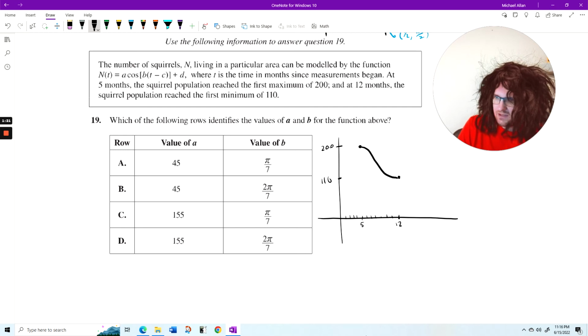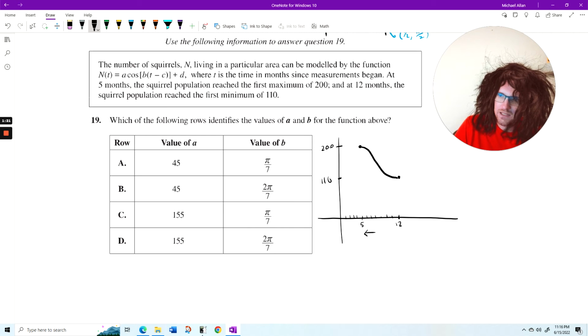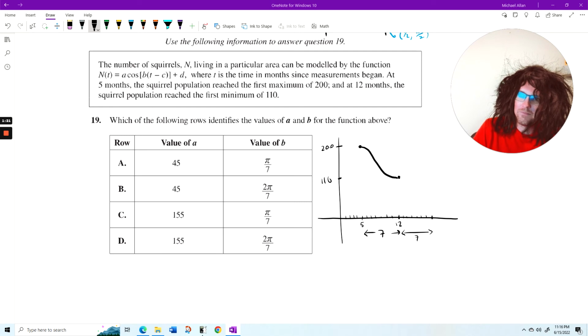So the distance here would be 12 minus 5. So how far apart is this to this one? So 12 minus 5 is 7, right? So if I go another 7 this direction, 1, 2, 3, 4, 5, 6, 7, I'm going to be at my next maximum here. So this was 12 minus 5 to get that point. Okay? So add 7, this would be 19. Okay, so there's my full graph.